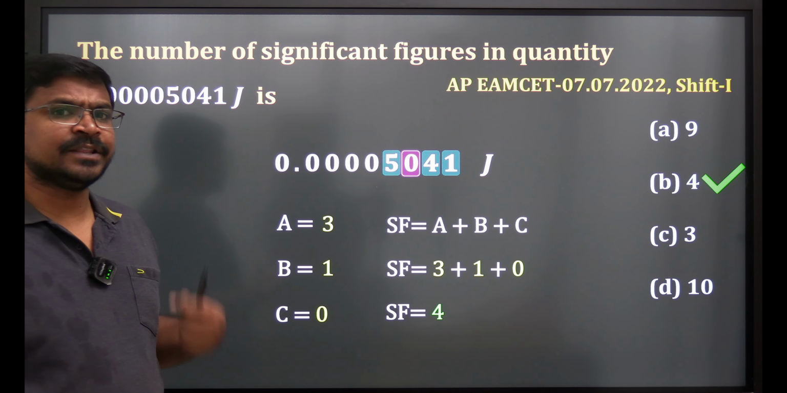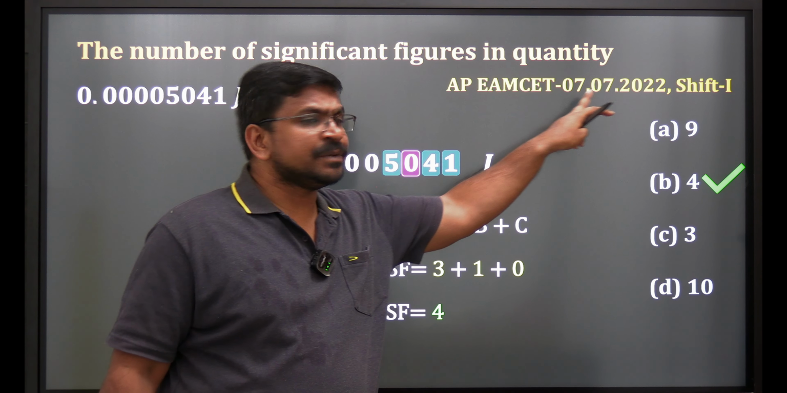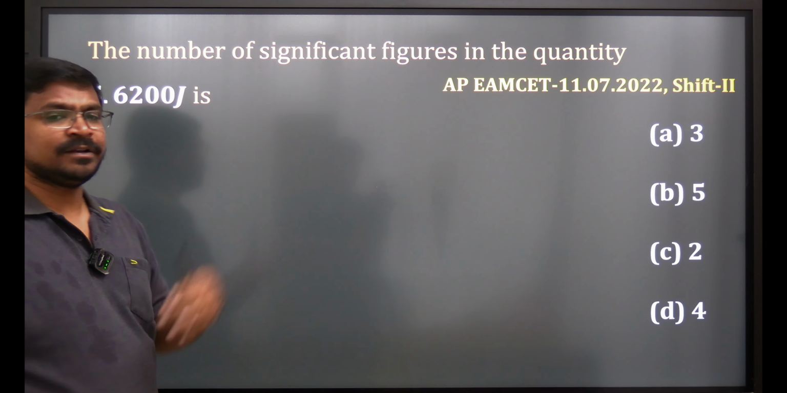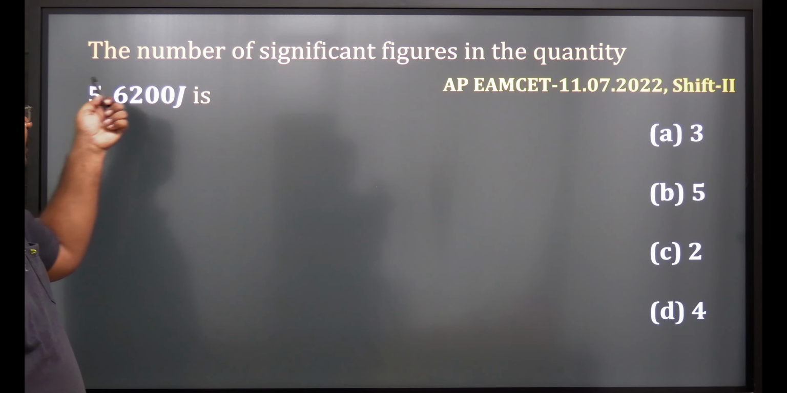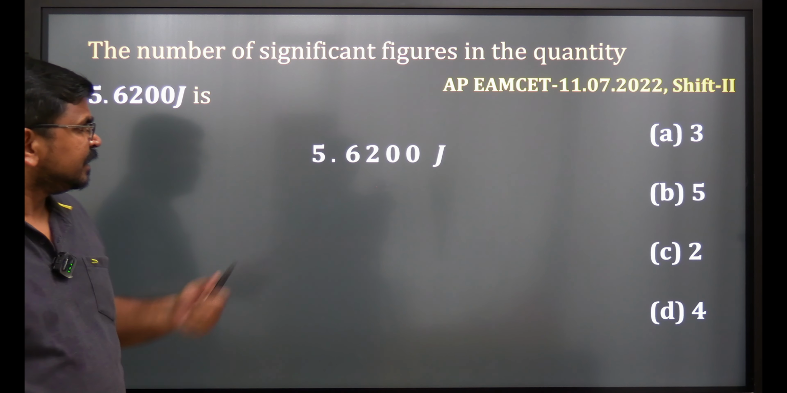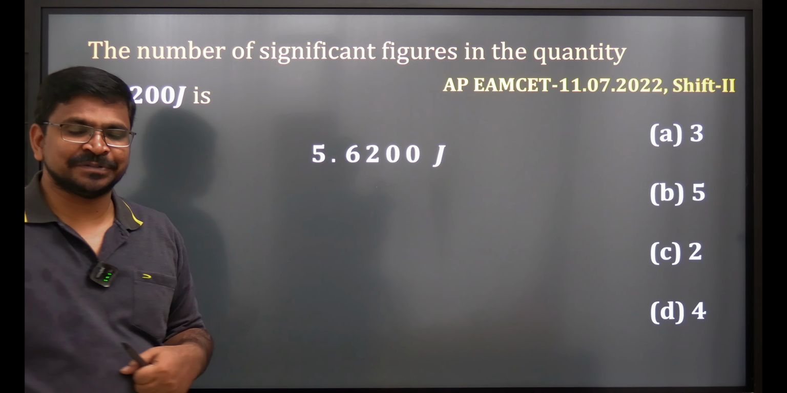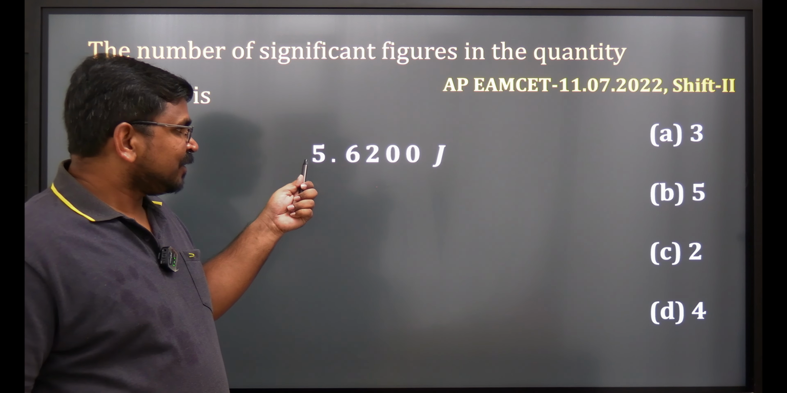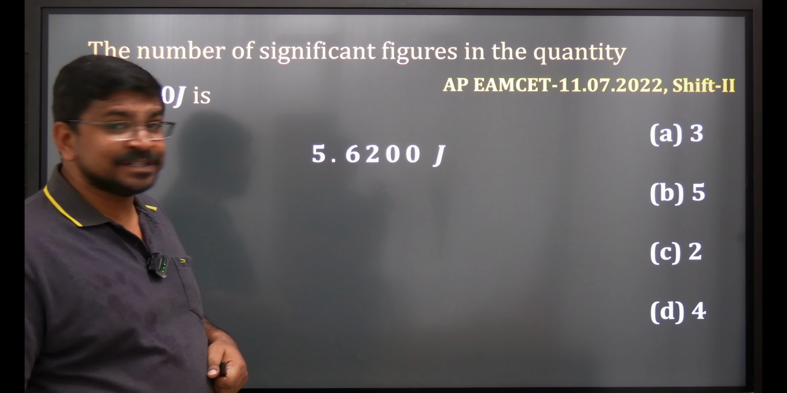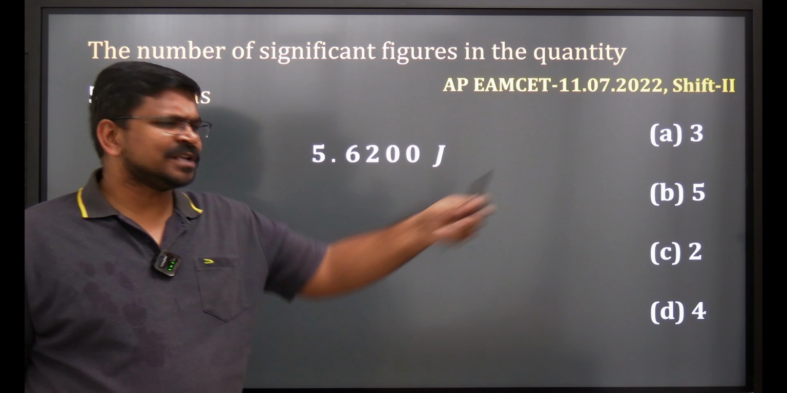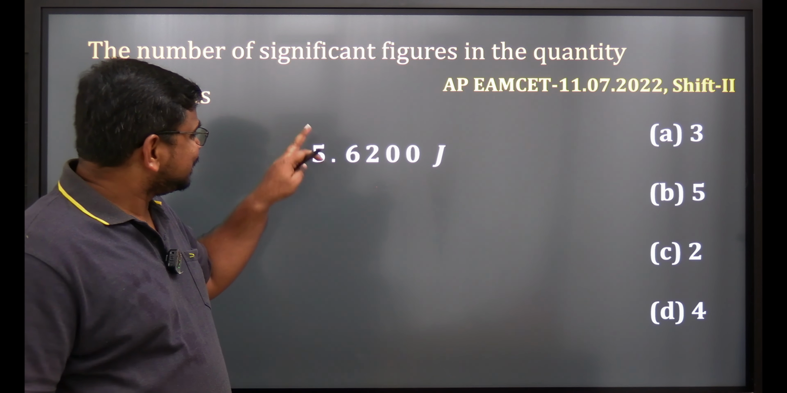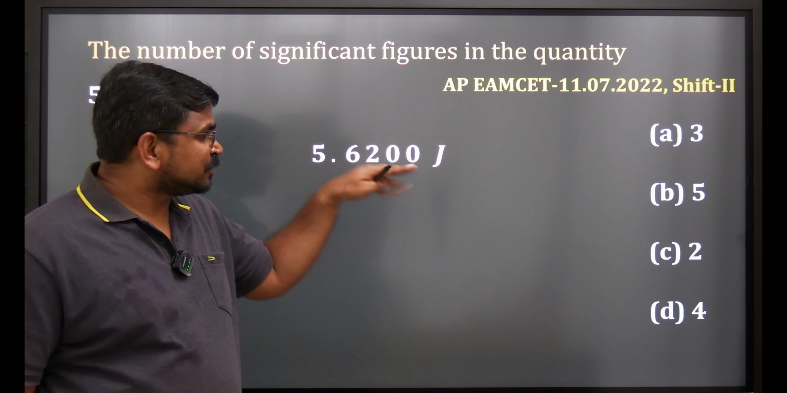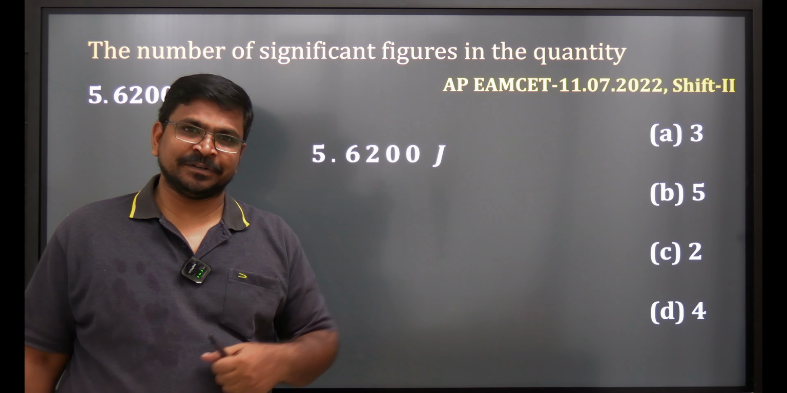Let me take another question. This question was asked in AP EAMCET 2022, and in 2022 only, in another shift, there is one more question. The number of significant figures in the quantity 5.6200 joules. Here also observe carefully: there are 5 digits, and 5 is also in the options. There are 3 non-zeros, so 3 is also in the options. And there are 2 zeros, so 2 is also in the options to confuse the student.